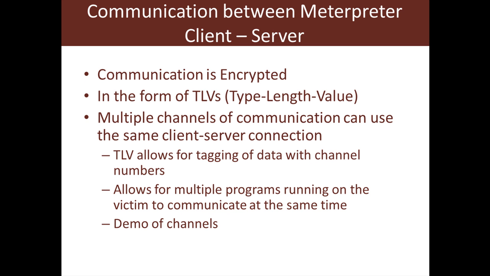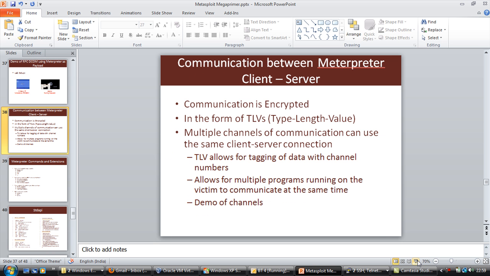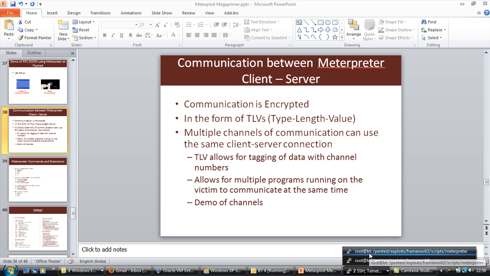Communication between the Meterpreter client and server is entirely encrypted and is in the form of TLVs, which is type length value. So inside the whole encrypted communication, data is transferred either side using TLV packets. Also, because of this, there can be multiple channels of communication which can be used, as TLV easily allows for tagging of data with specific channel numbers. Now, what is the advantage? Well, this allows multiple programs running on the victim to communicate with the attacker at the same time. Right? So let's have a look at what we mean by this.